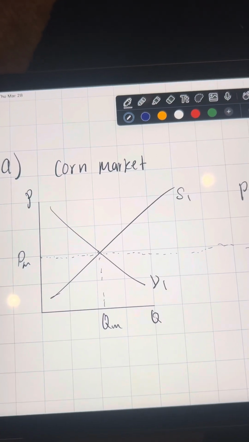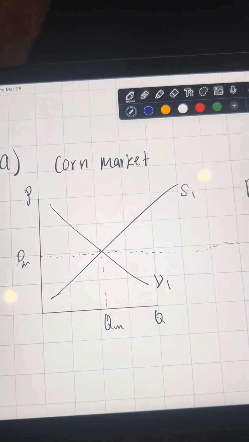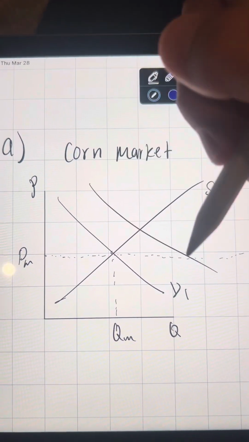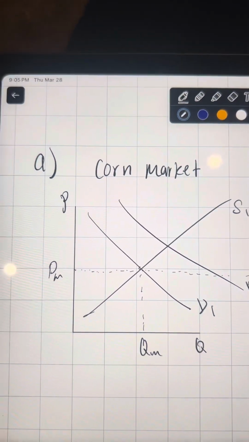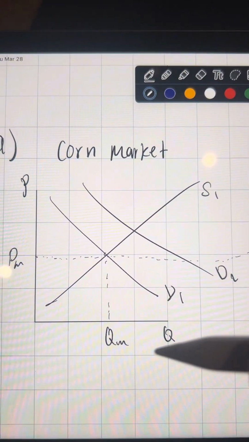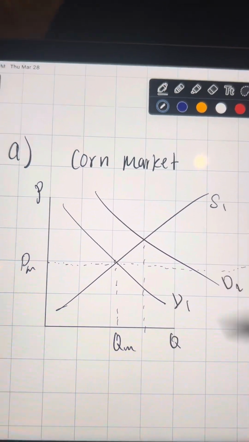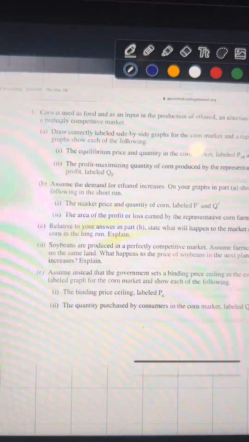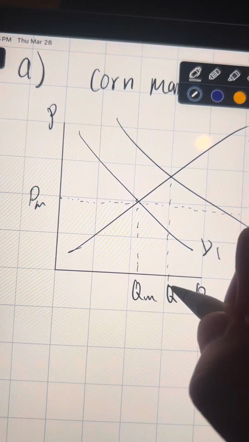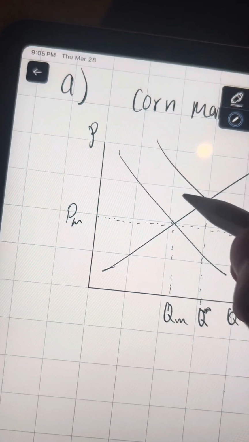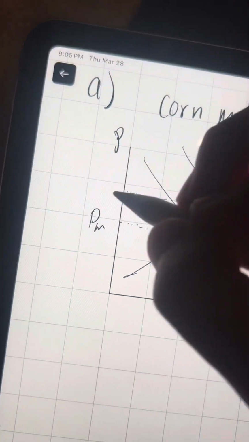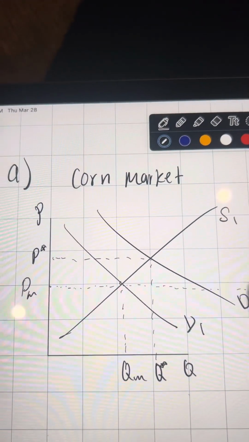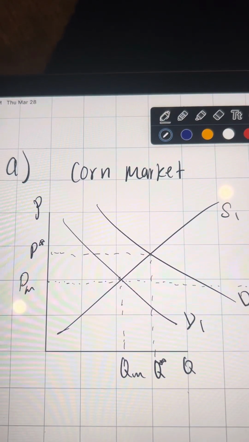So since the demand for ethanol increased and ethanol is used to make corn, the demand for the corn market will also increase. So we're gonna shift the demand curve, and then we're gonna draw our new equilibriums. So we could, let's see what it asks to label it as, Q star and P star. So Q star, and then P star. So now we have our corn market graph nicely set up, super clean.